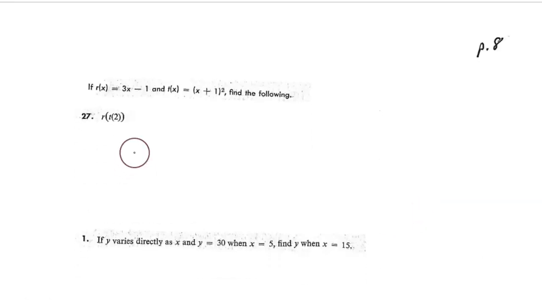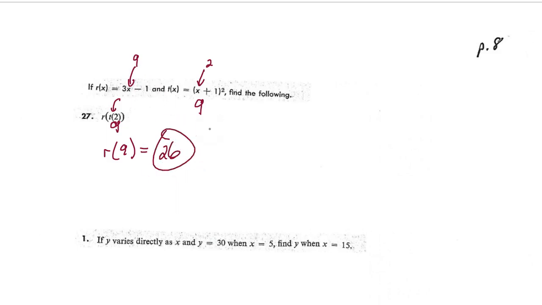Next one, find this composition where you put one function into another function. So work from the inside out. You first need to find t of 2. So put a 2 right there. 2 plus 1 is 3. 3 squared is 9. So this number that's right in there, that's a 9. So we're now finding r of 9. So right there, fill in 9. So 3 times 9 is 27. 27 minus 1 is 26.